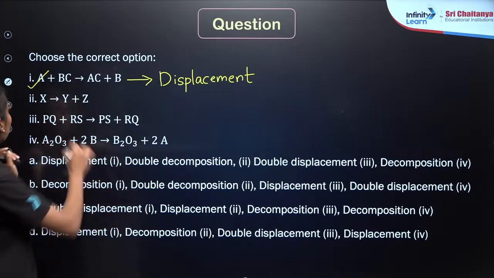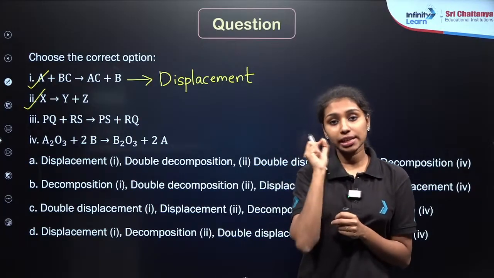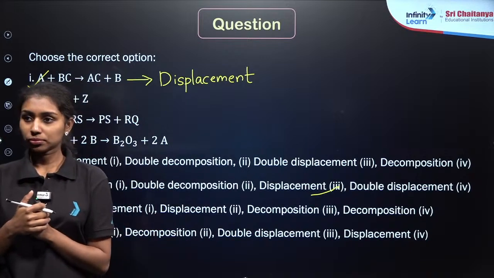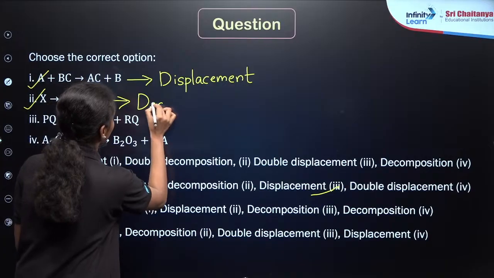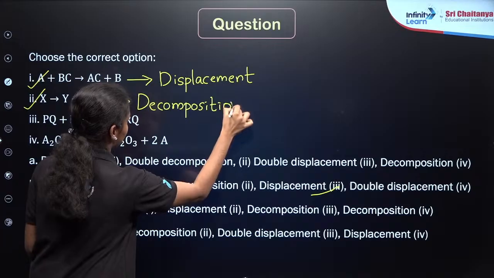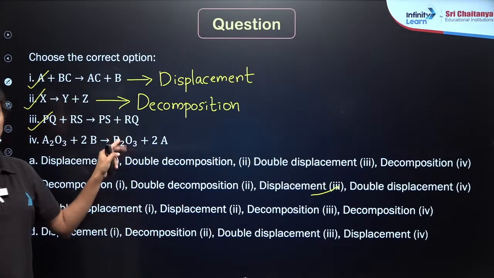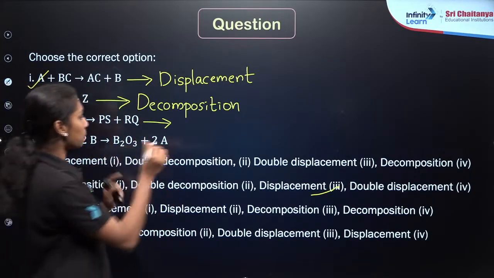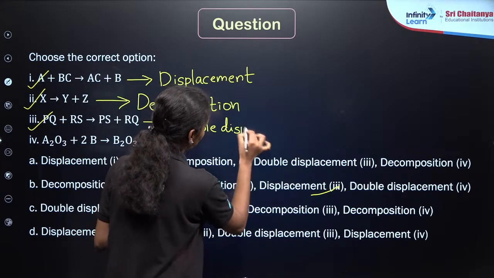What about the second reaction? X gives Y plus Z. As we already know by the definition, any single reactant that breaks down into 2 or more products can be called a decomposition reaction, right? Decomposition reaction. Then what about the third case? PQ plus RS gives PS plus RQ, right? This is also a displacement reaction in which 2 of the elements are displacing, right? So this is a double displacement reaction. Then what about the last case?